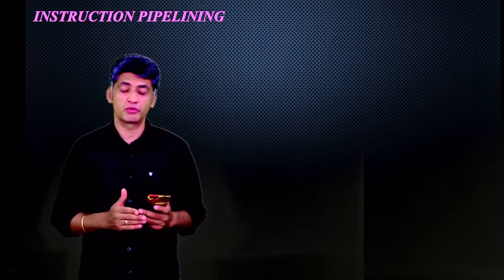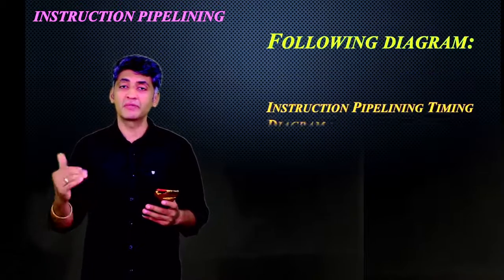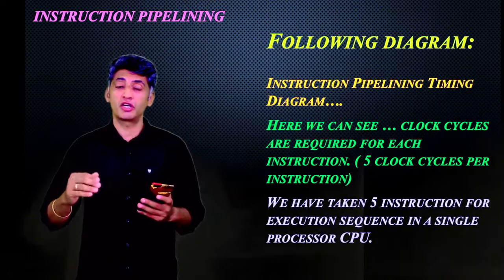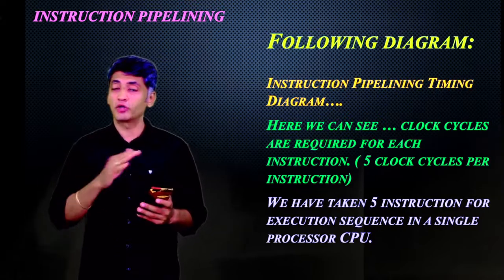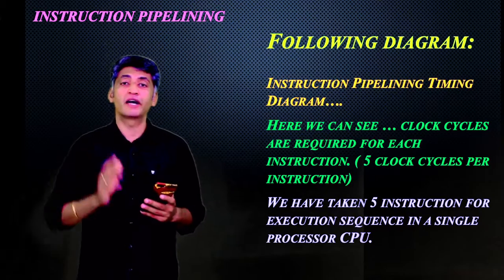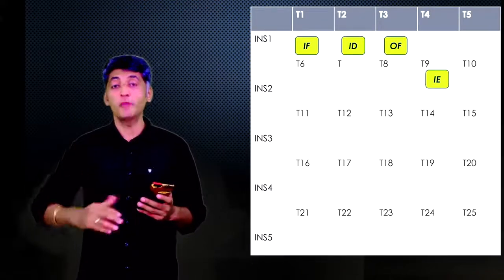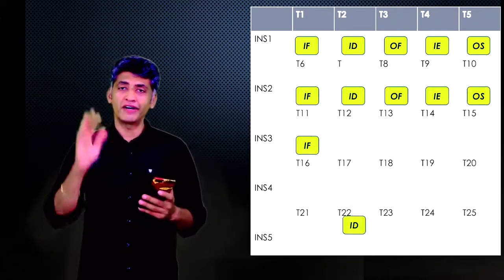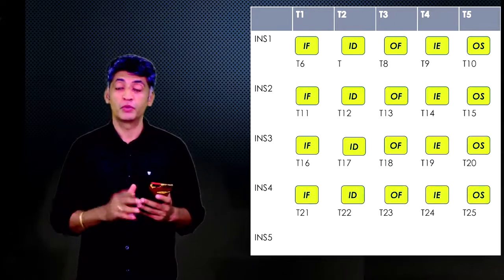Now in the diagram, you can see that I am taking an example of 5 instructions. If I want to execute all these 5 instructions, consider a timing diagram. Timing diagram means how many clock cycles may be required. For each instruction, I'm considering that 5 clock cycles are required to complete one instruction, based on the 5 operations. So for all 5 instructions, 5 into 5, 25 clock cycles are required to complete 5 instructions with a single processor.